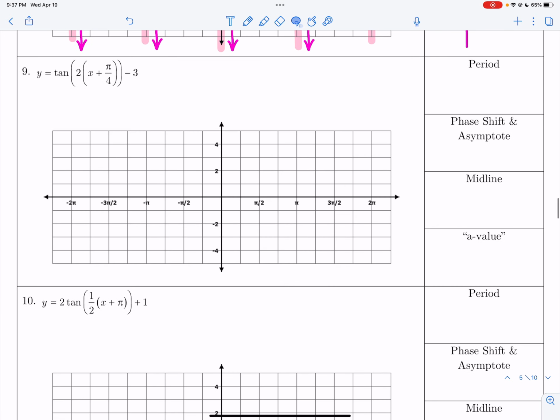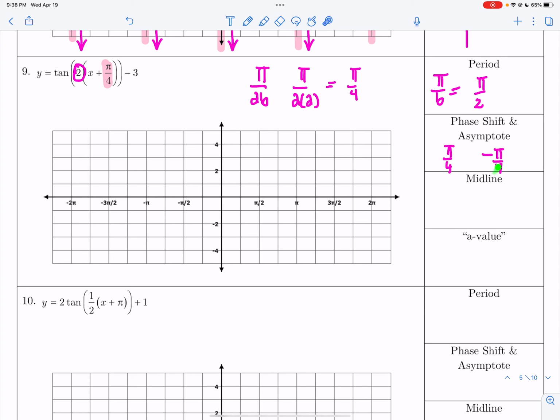All right, number 9. I have a period of pi over b, or pi over 2, because of my b value being 2. I know that since I have pi over 4 right here, that I'm going to go left pi over 4 for my asymptote. And to find my asymptote, that's just going to be pi over 2b, pi over 2 times 2, or pi over 4. So this first pi over 4 represents my asymptote, and then this negative pi over 4 represents my phase shift, which means that once again, I have 0 as my asymptote.